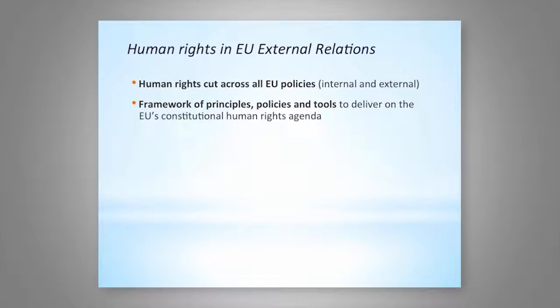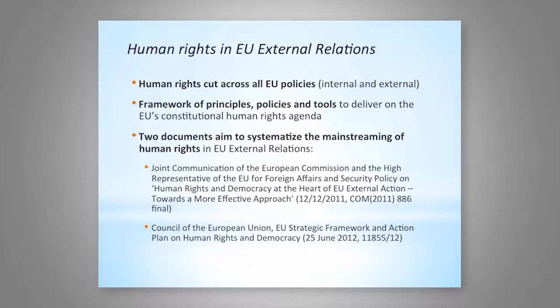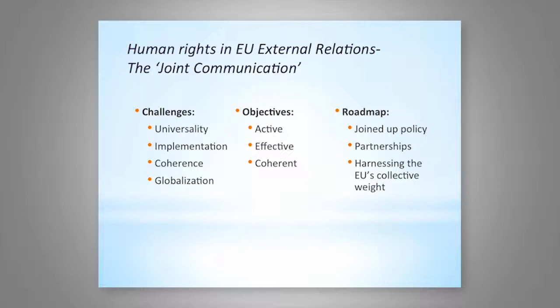in external policies. From a programmatic perspective, two documents have tried to systemize the mainstreaming of human rights in EU external policies: the joint communication of the European Commission and of the High Representative of the European Union for Foreign Affairs and Security Policy of 12 December 2011, entitled Human Rights and Democracy at the Heart of the EU External Action towards a More Effective Approach, which presents the challenges of the EU's pledge.